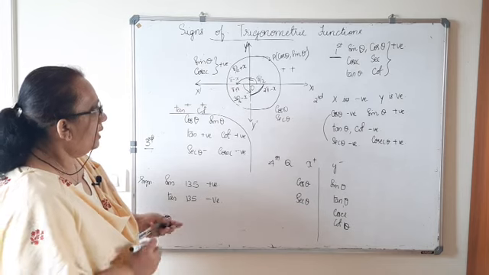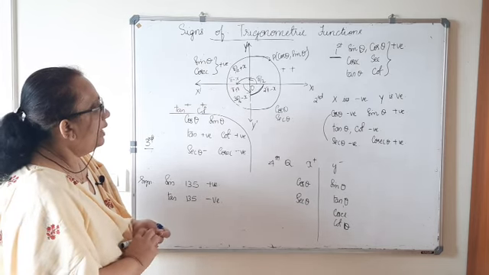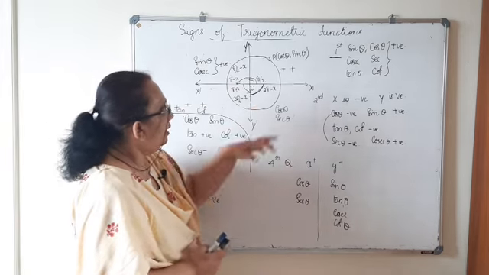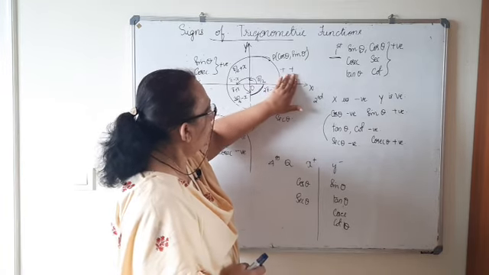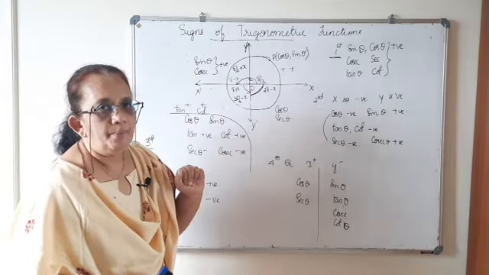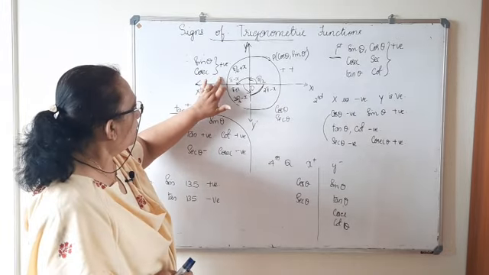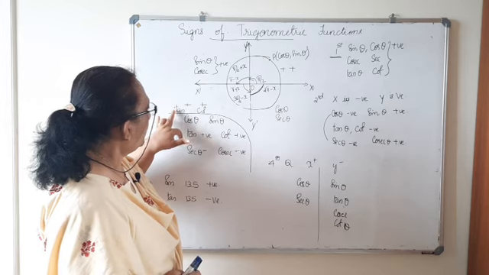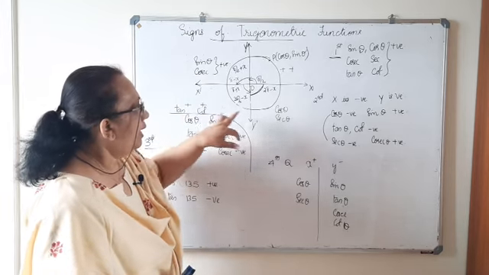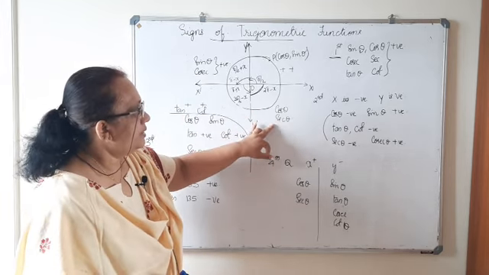So you have to know that x coordinate corresponds to cos theta, y coordinate corresponds to sin theta. And in the first quadrant, all trigonometric ratios are positive. In the second quadrant, sin and cosec are positive. In the third quadrant, tan and cot are positive. In the fourth quadrant, cos and sec are positive.